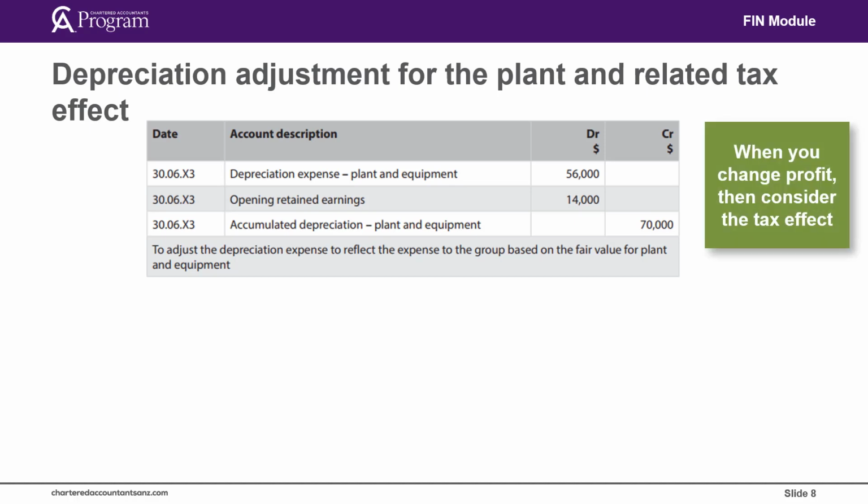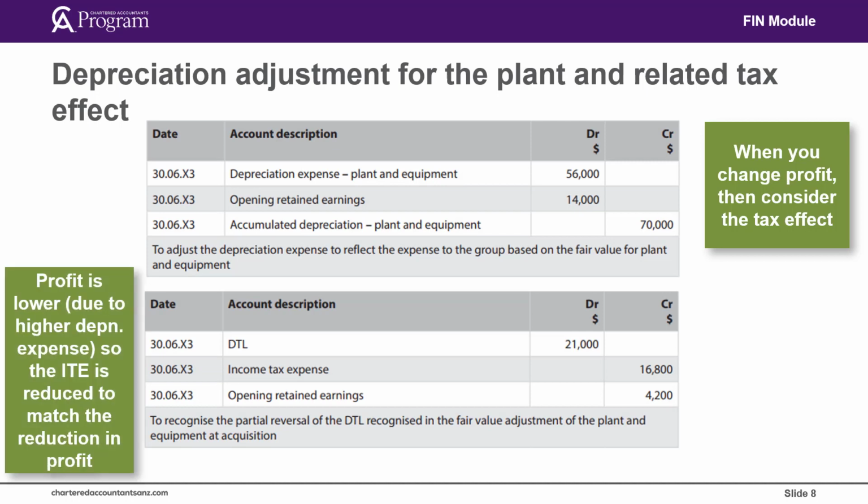When you change consolidated profit, you need to consider the need for a tax effect entry. The debit to depreciation expense reduces profit. Reduced profit should be matched by lowering income tax expense for the period. $56,000 times 30%, or $16,800, is credited to income tax expense. A credit to income tax expense reduces the expense.